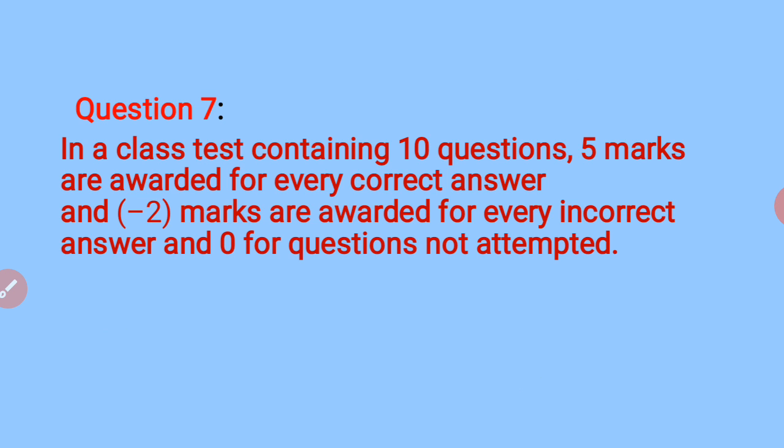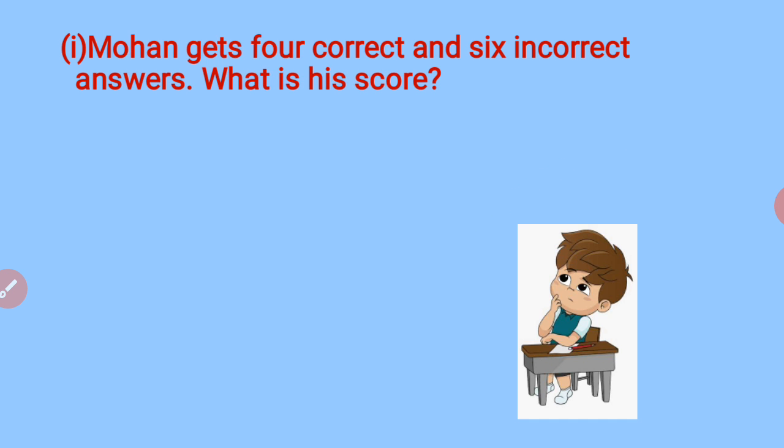In such cases, we have to be double sure before answering, because you may lose your marks. So be very careful whenever there are negative markings. Let us see how it is. First sub-question: Mohan gets 4 correct and 6 incorrect answers. What is his score?